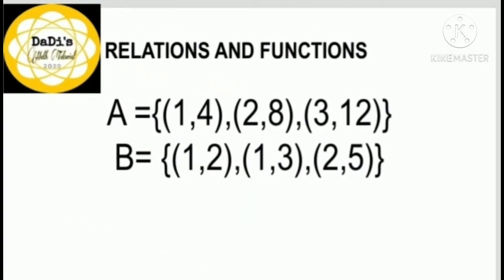And now, makikita natin sa screen yung dalawang set. We have set A and set B. Set A comprises of 3 ordered pairs as well as set B. Makikita natin sa A, meron tayong 1, 4, 2, 8, and 3, 12. And 1, 2, 1, 3, and 2, 5. Our task is to identify which of the two is a function. So, tatandaan natin si function ay relation. So, lahat naman nakikita natin in A and B is relation.